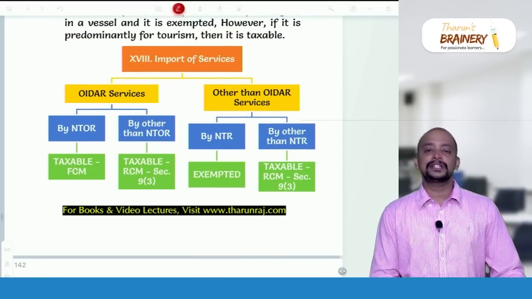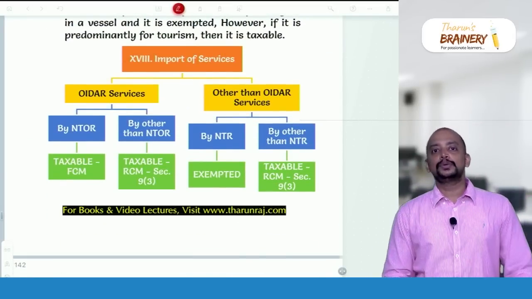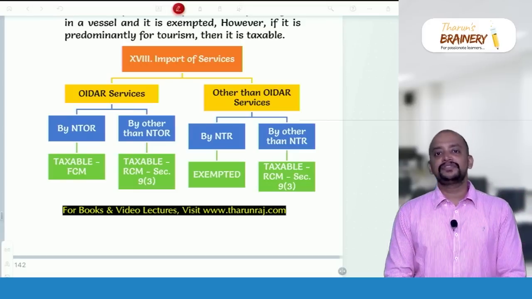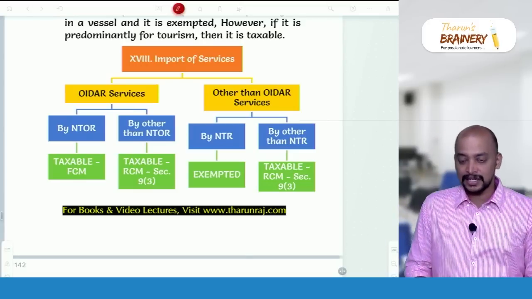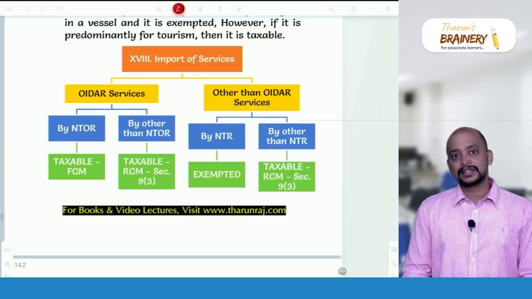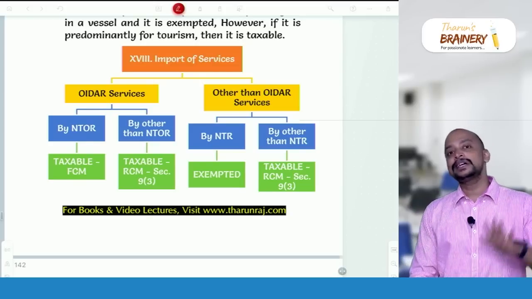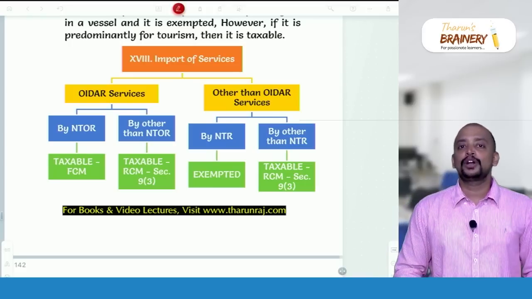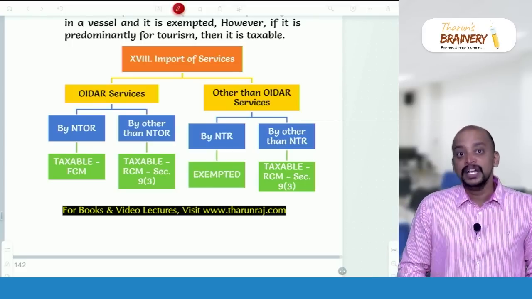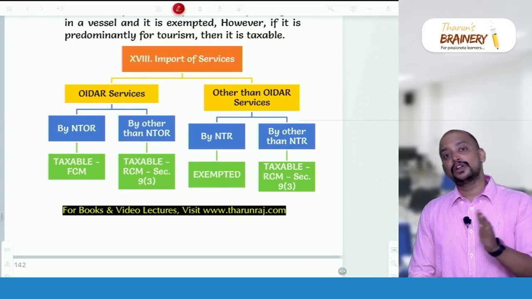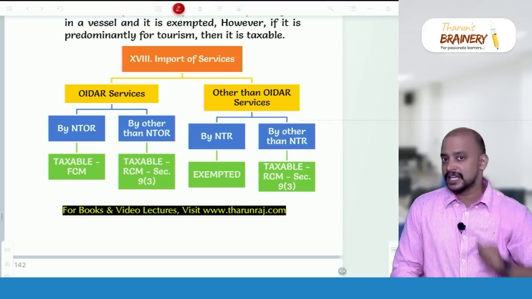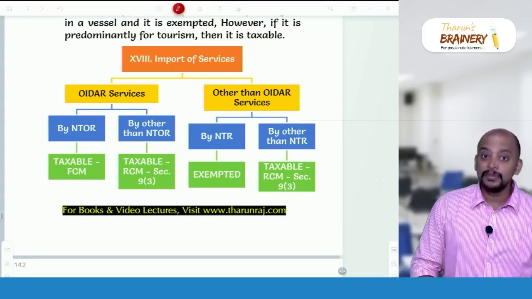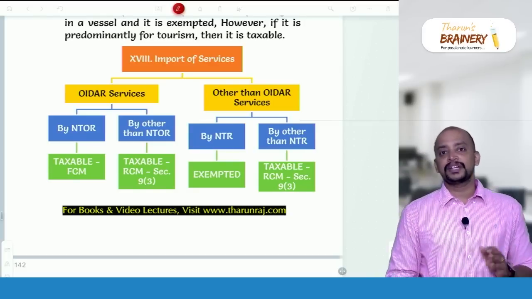Then import of services divides into two: OIDR services and other than OIDR services. OIDR services means online information database access and retrieval services, and other than OIDR services means the remaining import of services. OIDR service will always be taxable. Who will pay GST? If it is imported by a non-taxable online recipient, it will be FCM. If it is imported by other than a non-taxable online recipient, it will be RCM.